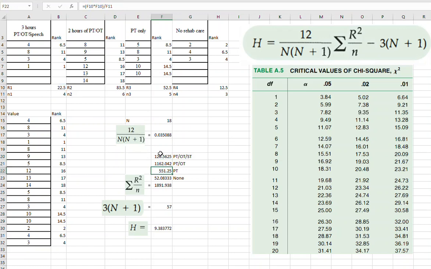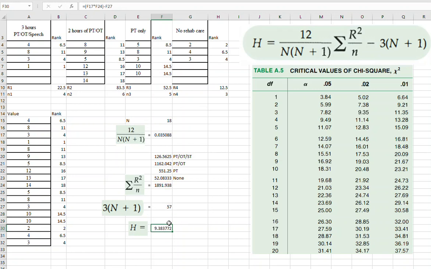Okay, and I did that for each of the respective groups. When we aggregate them together, we get the 1891 and some change. Okay, and then we have 3 times the n, which is again 18, plus 1 would be 19, so 19 times 3. And then putting it all together, as you can see there, it accounts for each of those results to give us the H statistic.